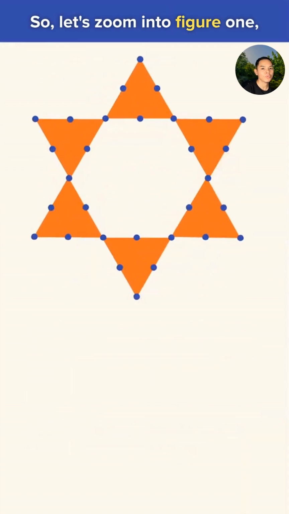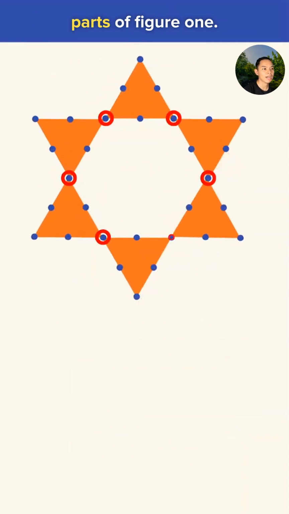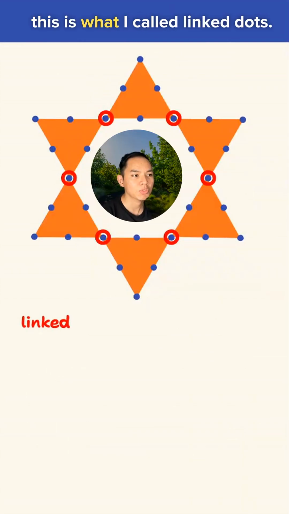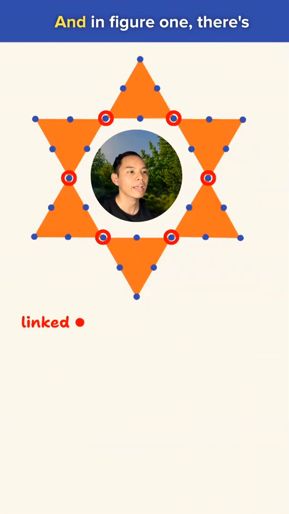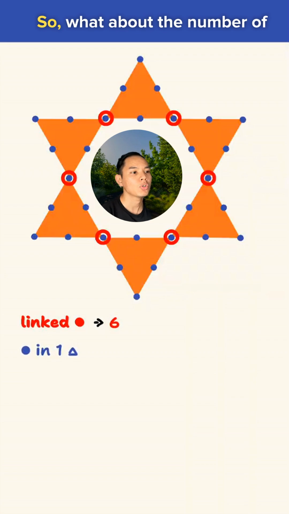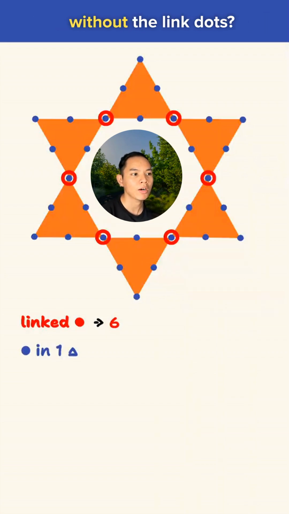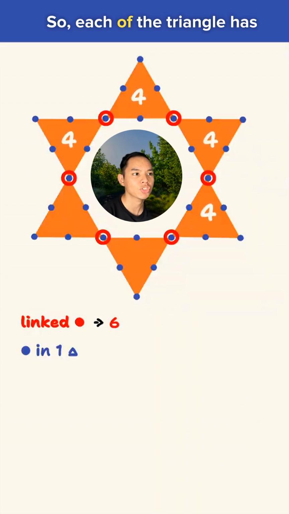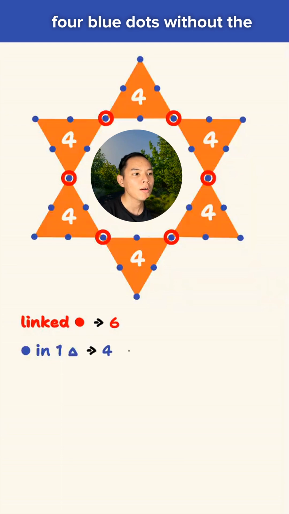So let's zoom in to Figure 1 and I want to show you these parts of Figure 1. And this is what I call linked dots. And in Figure 1, there are always 6 linked dots. So what about the number of blue dots in one triangle without the linked dots? Each triangle has 4 blue dots without the linked dots.